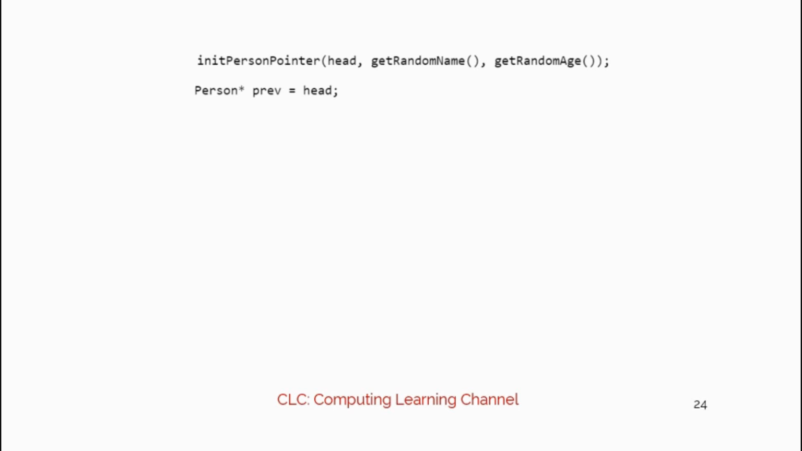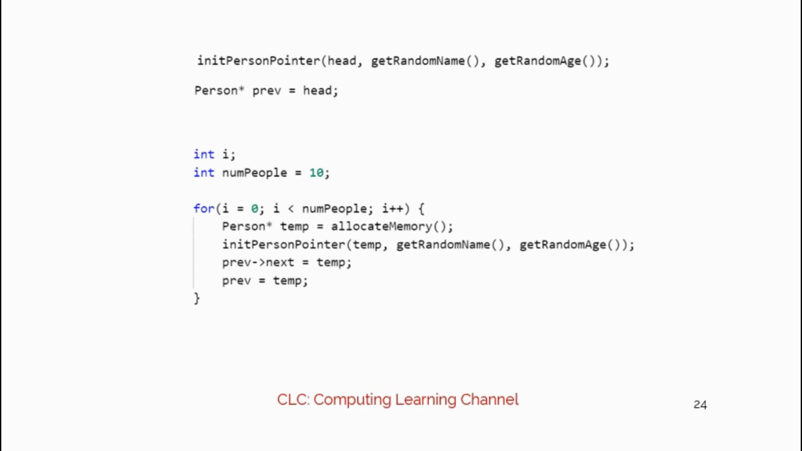Now let's get to the main loop. Let's create 10 more people. First, we create a pointer to a temporary node. Next, we'll allocate memory for it. Then we initialize it. The sequence of these steps is very important. If you initialize before allocating memory, there will be an error.